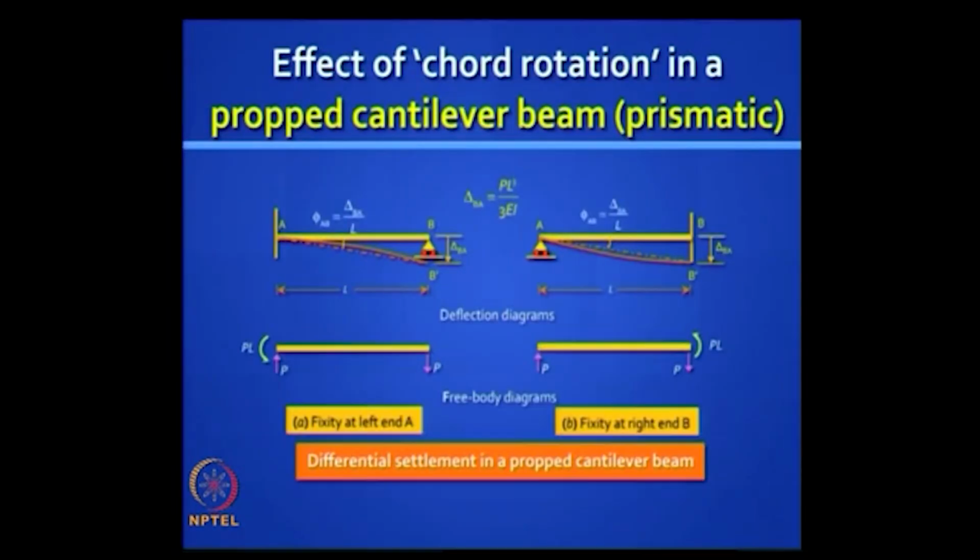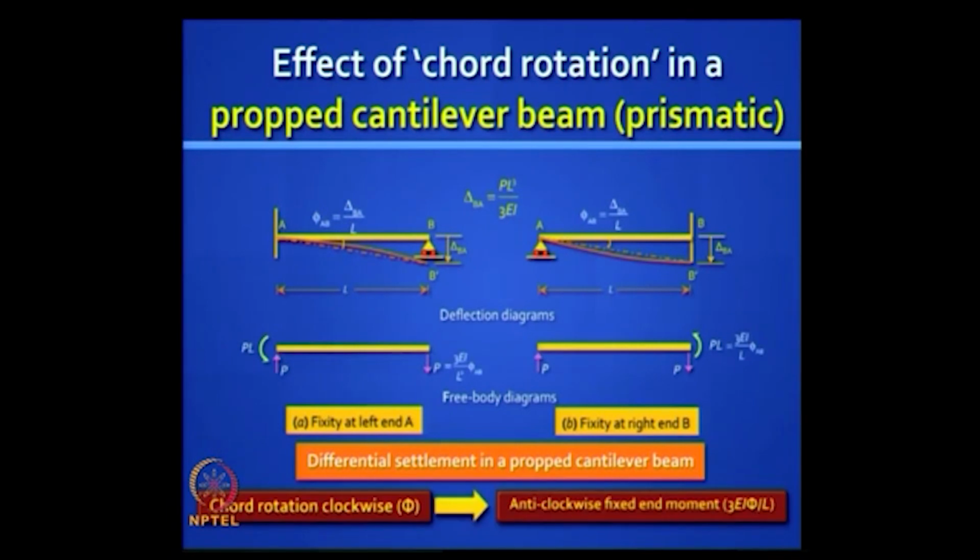So that is how you get this relationship, and if you substitute you get 3EI by L squared into delta, and this is your answer. Your fixed end moment is 3EI by L into phi, or 3EI by L squared into delta. Is it clear? It is very interesting to note that you have a clockwise chord rotation here, but the moment you get is anti-clockwise.